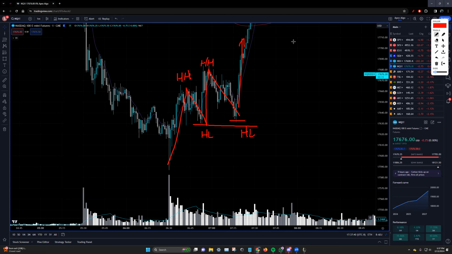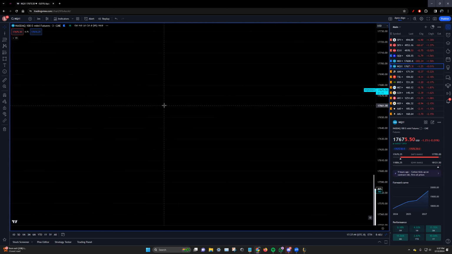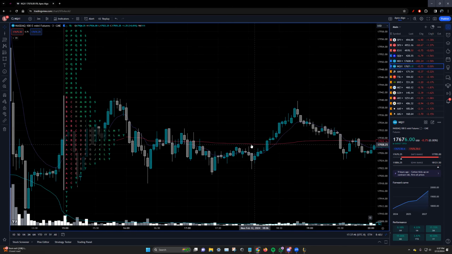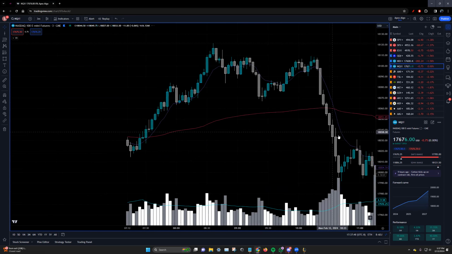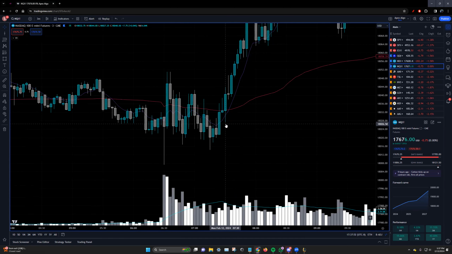What time frame do you use? I just look at it on a 1 minute, honestly. You could look at it on bigger time frames, I guess. You can look at it on bigger time frames, but for me, this doesn't look like much.